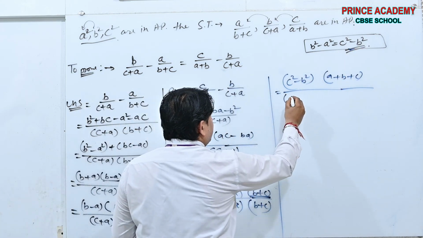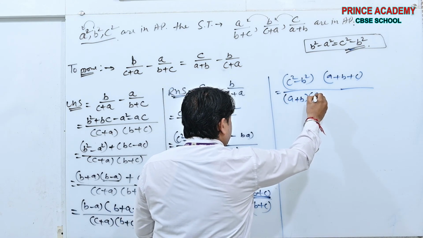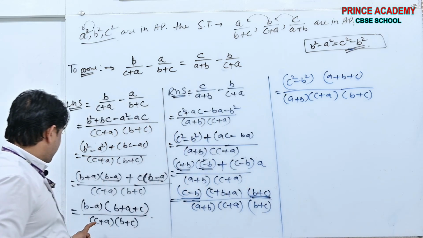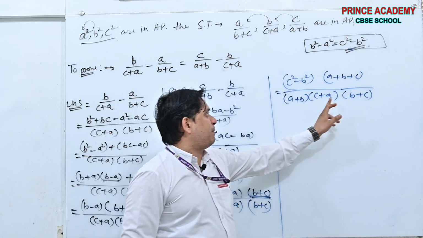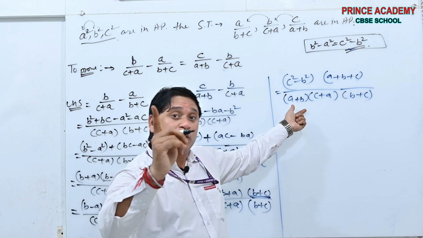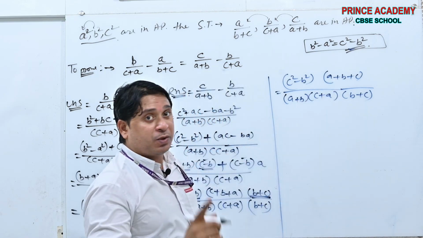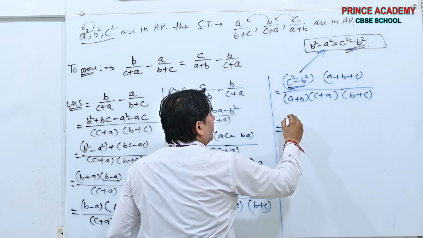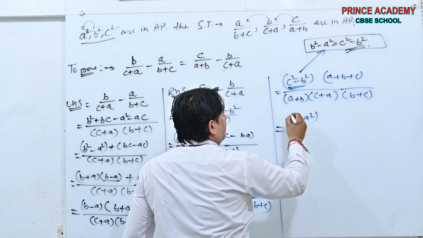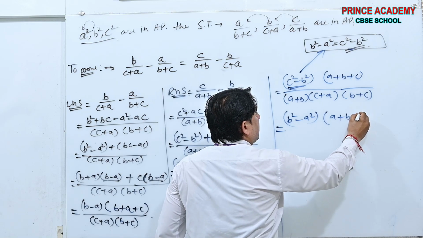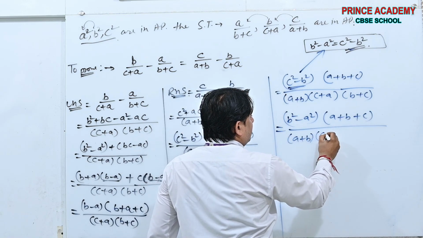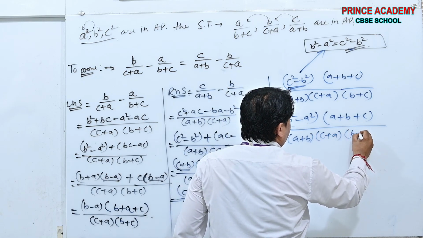Now see, here the denominator is (A plus B), (C plus A), and (B plus C). Okay. C plus A, B plus C, C plus A, B plus C. This will be removed automatically. This will remain and this will be removed. See, beta. C square minus B square can be written as minus of B square minus C square. Okay. A plus B plus C, divided by (A plus B)(C plus A)(B plus C).